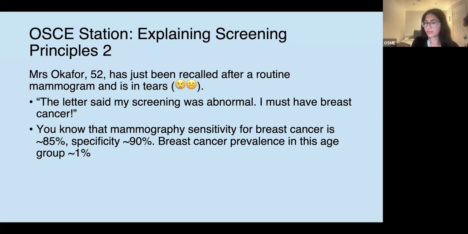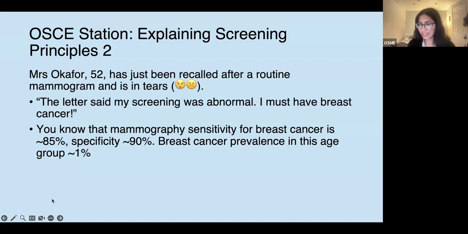So for Mrs. Okafor, the chance that her positive result means that she has breast cancer is 8%. So less than 10% chance that she really has breast cancer following the screening program. Does that make sense? So we've talked through the numbers to her. For that final step, you can explain it in terms of, if 100 people were in your position and got your result, 8 of those would really have breast cancer. So that's the maths aspect.